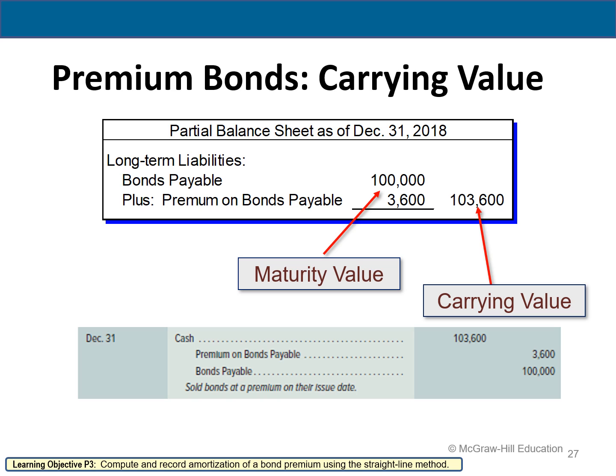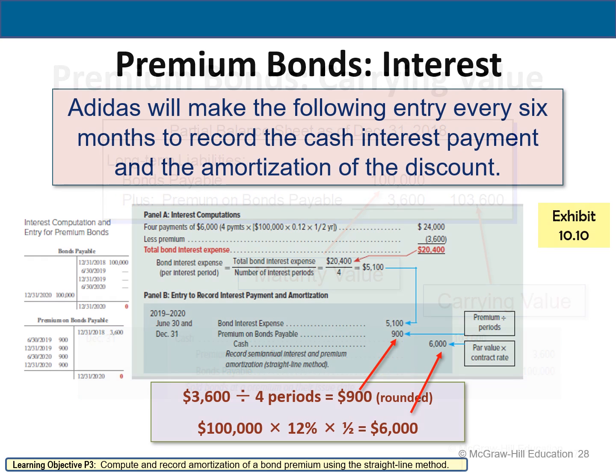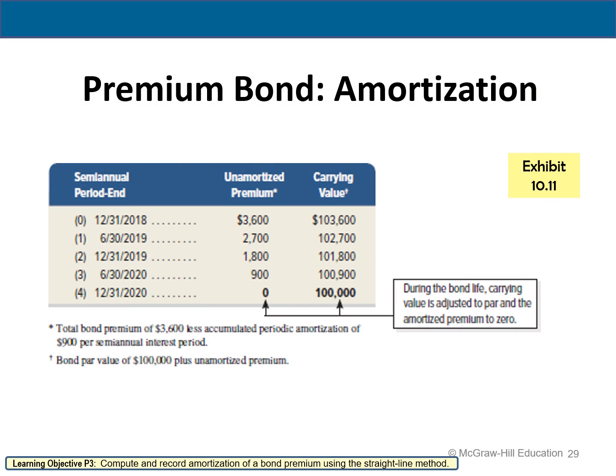So the way that this would be reported, if you had just a premium, you'd have your bonds payable plus premium on bonds payable for the carrying value of $103,600. So they'll make interest payments every 6 months and they'll record the cash interest payment and the amortization of the premium when they do. So the way the amortization works is you start with unamortized premium, and as you amortize your premium, your carrying value decreases down to the par value of $100,000. Okay?